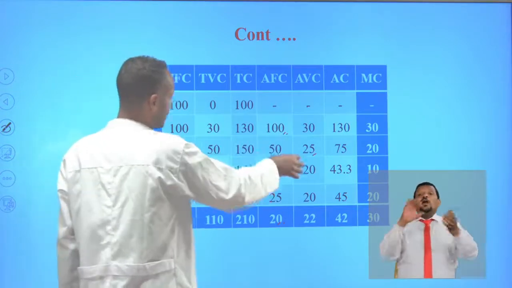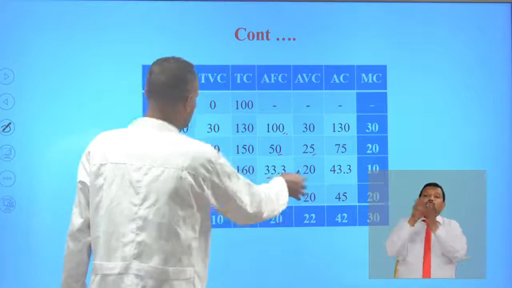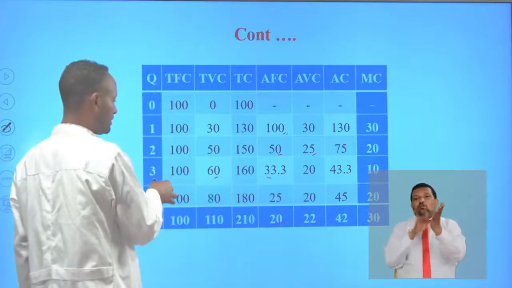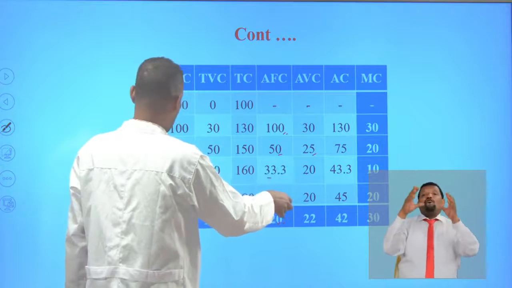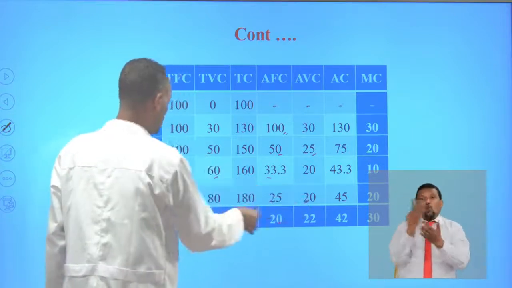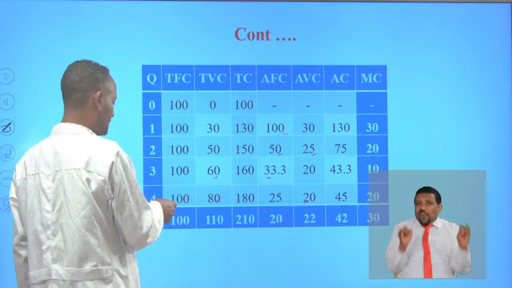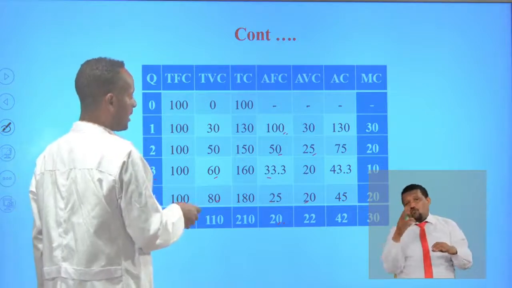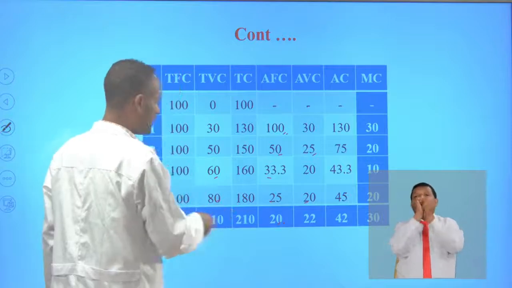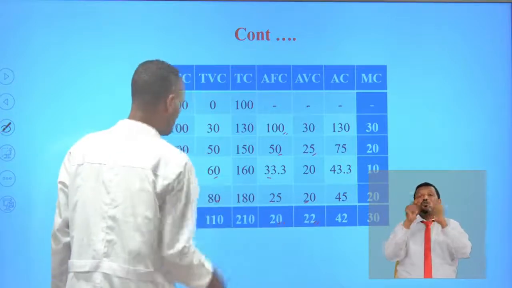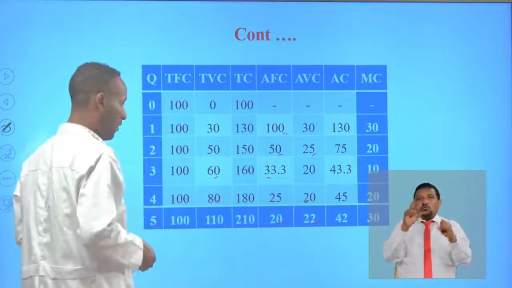The average variable cost of producing 3 units is 20. It is calculated by dividing 60 by 3. The average variable cost of producing the fourth unit is 20 again. It is calculated by dividing 80 by 4. And finally, the average variable cost of producing 5 units is 22. It is calculated by dividing 110 by 5.